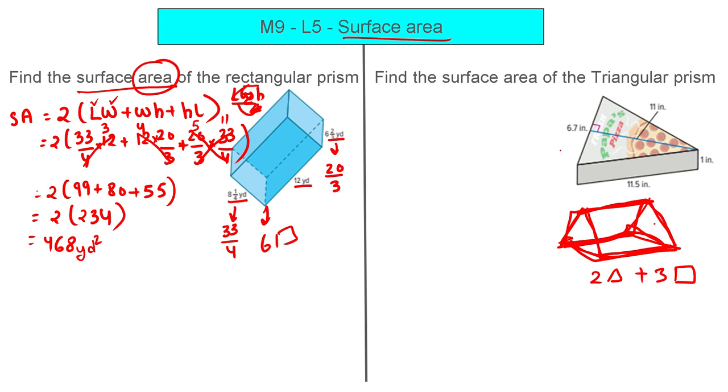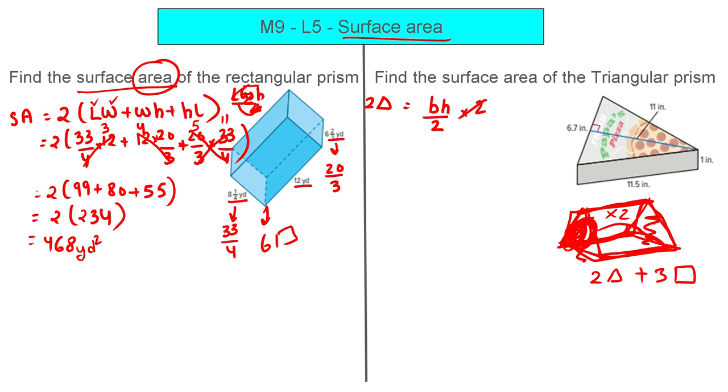Now for the triangular prism there is no formula, so you have to use common sense. Watch carefully. The triangle in the front and the triangle at the back, they have the same size, correct? So we will find the area of one triangle only and we will multiply it by 2. Okay. So for the two triangles, how do we find the area of a triangle? Base multiply height divided by 2, correct? And then we will multiply it by 2. Why? Because there are two triangles.